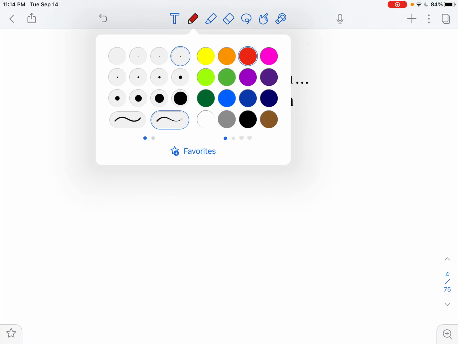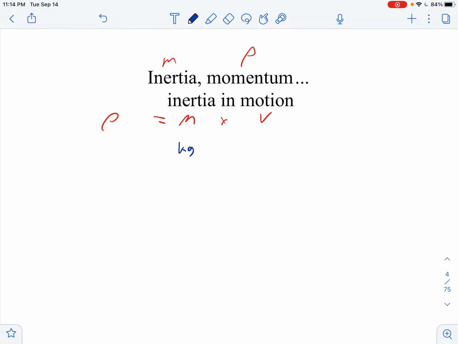In terms of units, a standard unit of mass is the kilogram. The unit for velocity is meters per second. If I slap those things together, I have the unit of momentum, which is the kilogram meter per second. No abbreviation, no fancy names with that. It's just good old kilogram meter per second.